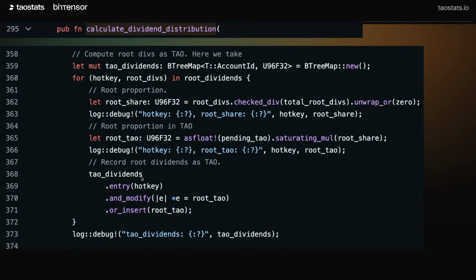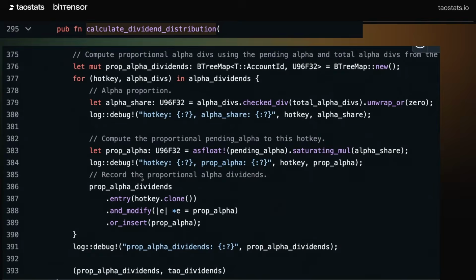And now we're going to do the same thing for alpha. So we find the proportion of alpha dividends. We find the alpha share, which is this validator's alpha divs divided by all of the alpha divs, giving a percentage. We know how much pending alpha there is, so pending alpha times that percentage gives us how much alpha they're going to get. We record that, and then once we're done, we can have the alpha dividends and tau dividends for all of the validators in the subnet.